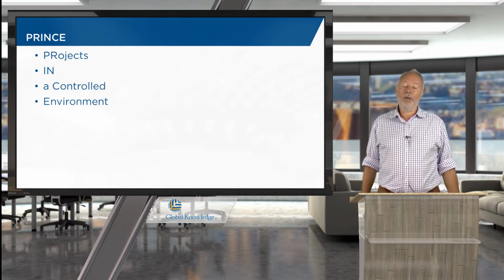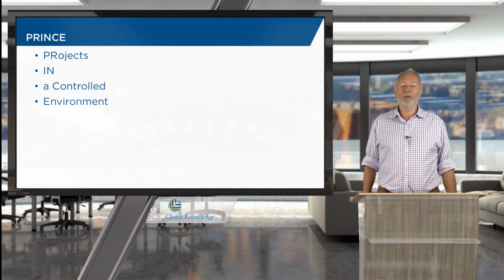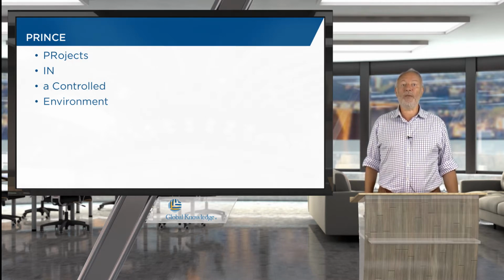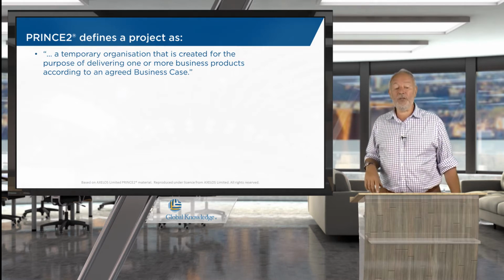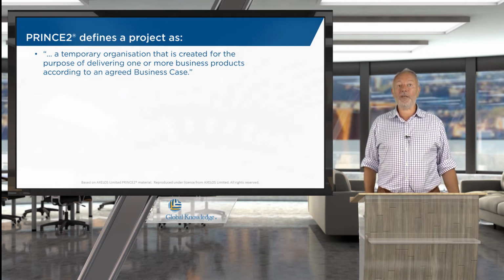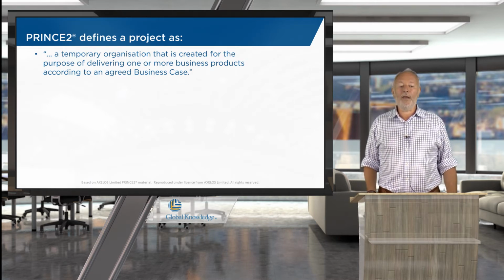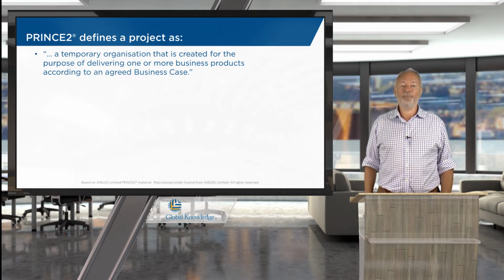So PRINCE2, PRINCE standing for Projects in a Controlled Environment. So trying to bring some framework or structure to our projects in order, of course, to make them more successful. PRINCE2 defines a project as a temporary organisation that is created for the purpose of delivering one or more business products according to an agreed business case. So remember that we're aligning the project with the business to make sure that the project is worthwhile.